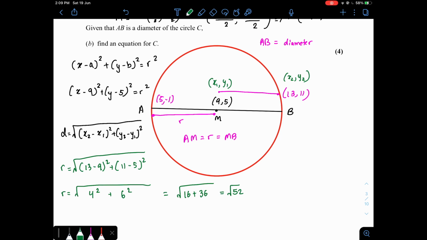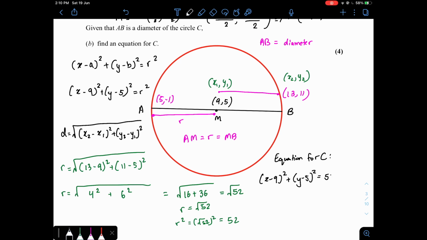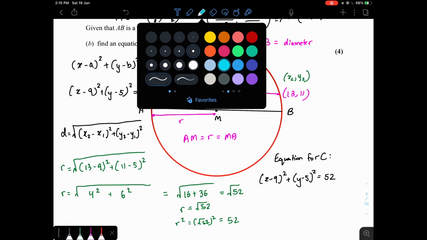So that would be 52. So now we know that R equals root 52, but an equation of a circle has R squared, so if we square both sides, root 52 squared will give us 52. So our final answer, the equation for C, will be (x − 9)² + (y − 5)² = 52. So that is our answer.